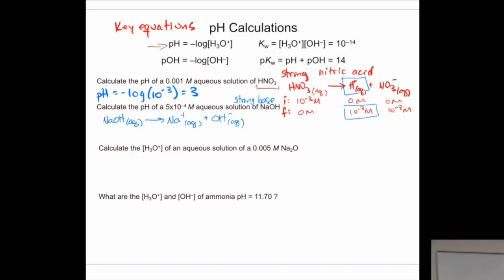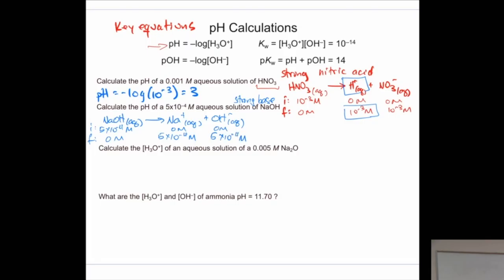So if I start initially with 5 times 10 to the minus fourth molar sodium hydroxide, and there's nothing over here, what am I going to end up with? 0 molar of sodium hydroxide, and all of it's dissociated, and it dissociates 1 to 1. So the concentration of sodium ions is what? 5 times 10 to the minus 4th molar. And what's the concentration of hydroxide ions? 5 times 10 to the minus 4th molar.